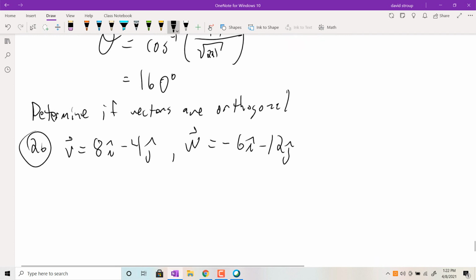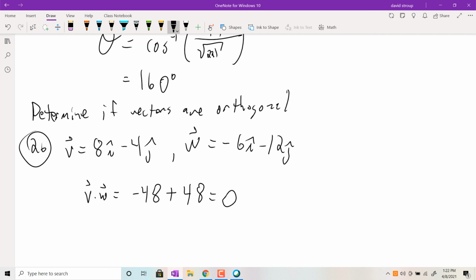Okay. So you could just take the dot product, v dot w, and if it equals 0, you're done. So let's see, 8 times negative 6 is negative 48, and then plus negative 4 times negative 12 is positive 48. That's equal to 0, you're done. So they are orthogonal.